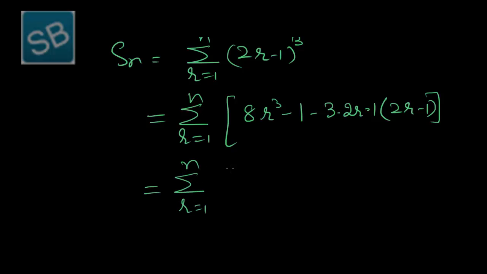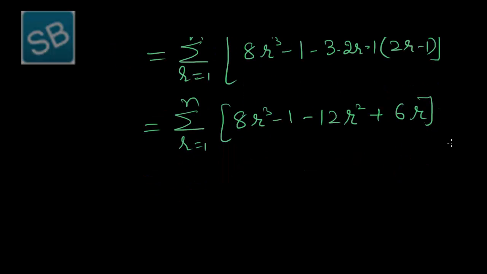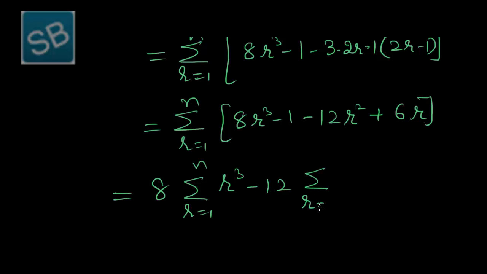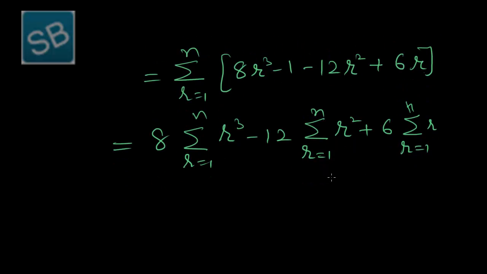Summation r from 1 to n of 8r cube minus 1 minus 3 into 6, 6 into 2, 12 r square plus 6r. Now we will find out 8 times summation r from 1 to n of r cube minus 12 times summation r from 1 to n of r square plus 6 times summation r from 1 to n of r minus 1 times summation, that gives.